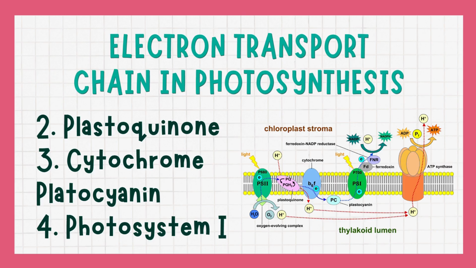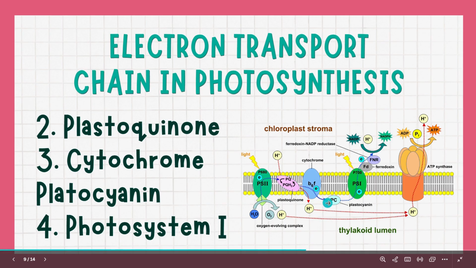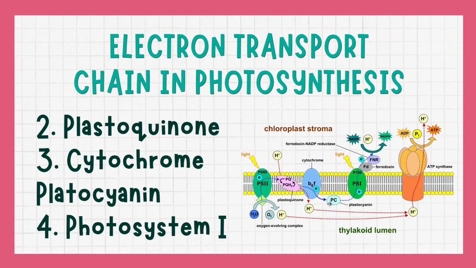So that is the plastoquinone, the cytochrome, and the plastocyanin. Apologies for the PPT, it's incorrectly labeled. So the plastoquinone, that is this one. This is where the energy, the electrons pass through, and then the cytochrome is where it also passes through. And same goes for plastocyanin. It's just proteins for energies to pass through.